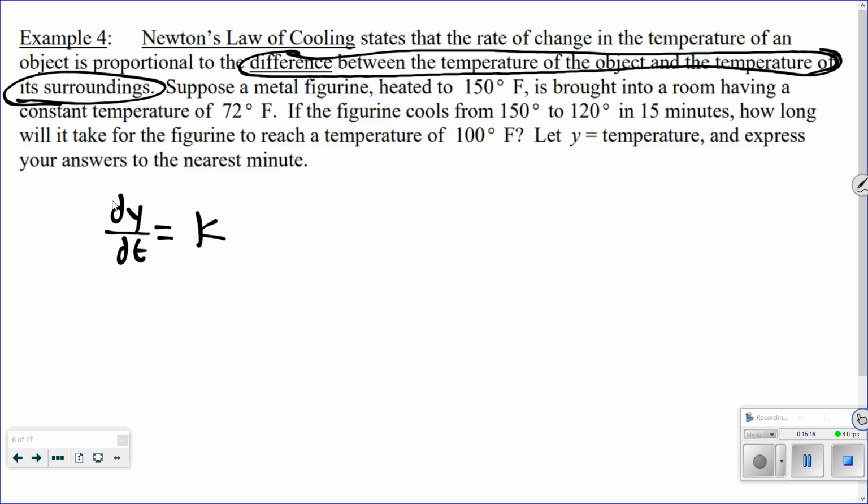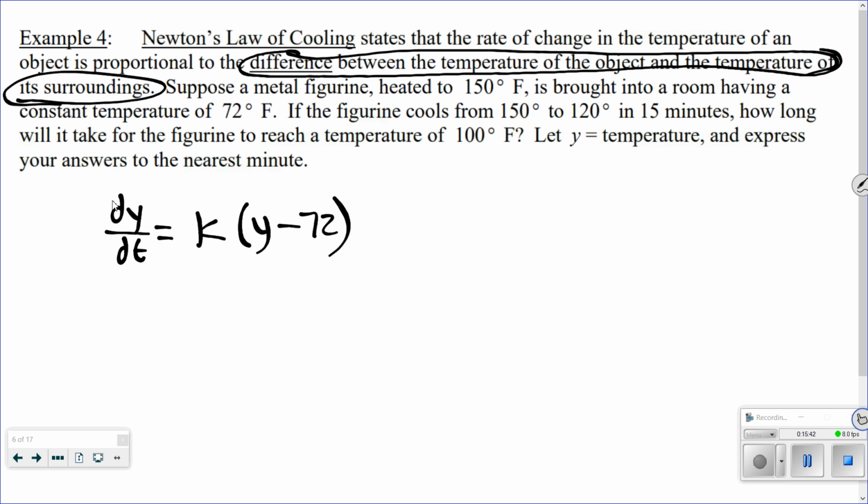For the rest of the problem, it says suppose a metal figurine heated to 150 degrees Fahrenheit is brought into a room having a constant temperature of 72 degrees. So the temperature of its surroundings is 72 degrees. So it's proportional to the difference between the temperature of the object, which we're going to call y, and the temperature of its surroundings, which is 72.